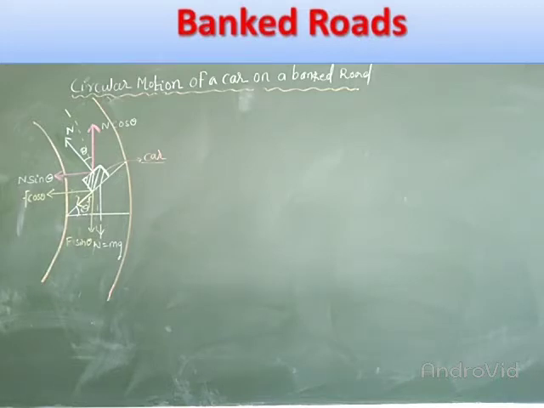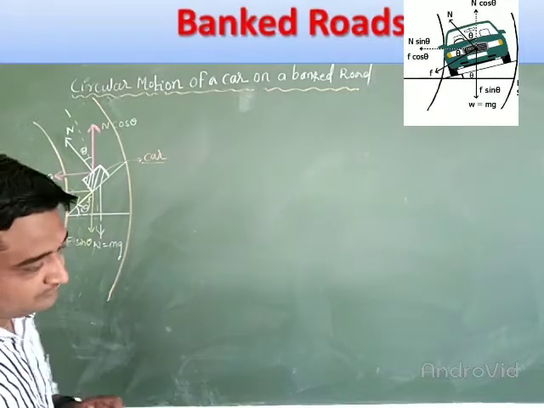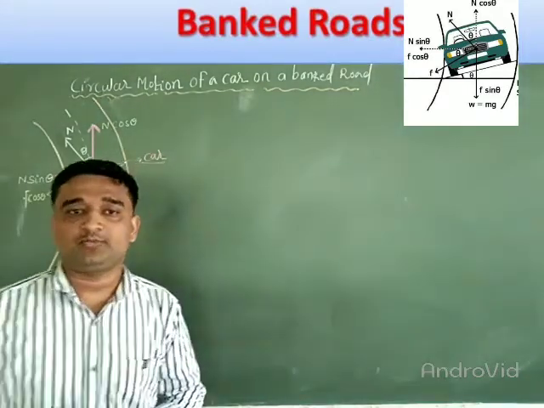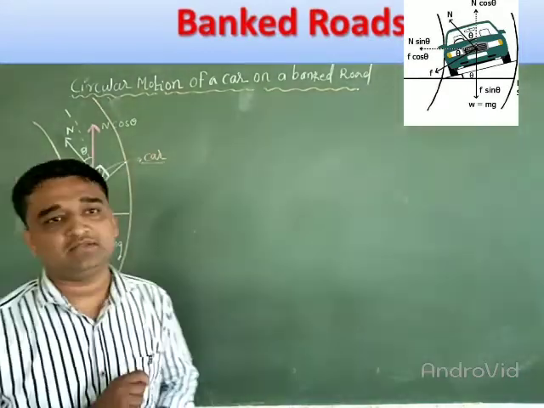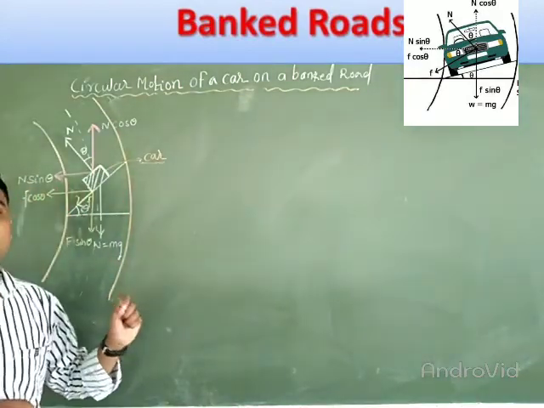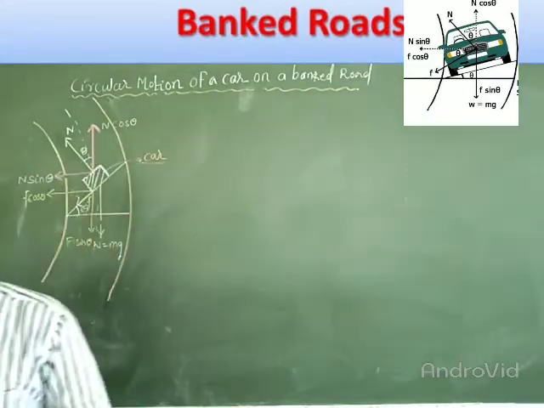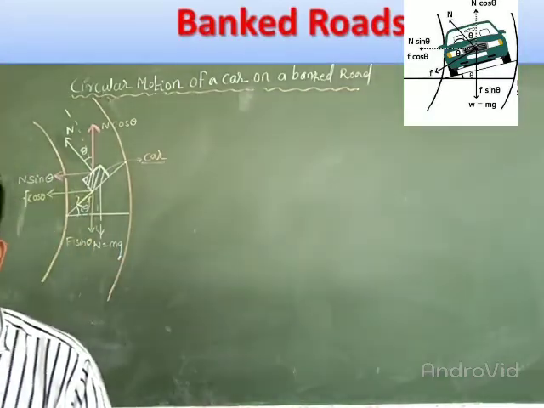That means we have to derive the expression for the maximum safe speed of a car on a banked road in circular motion. When the vehicle is moving in a curved or circular path on a banked road, what is the maximum speed with which the vehicle can pass the curved path? That expression we have to derive here.